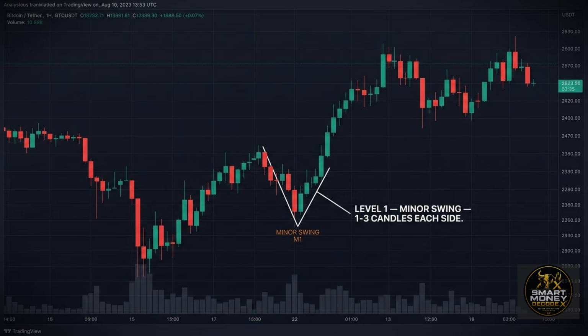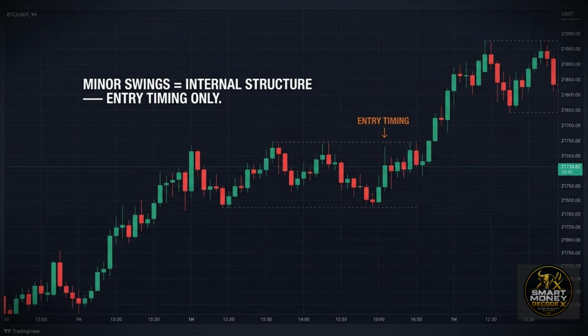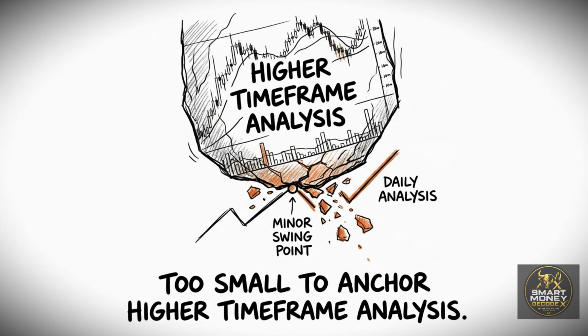The first level is the minor swing point, 3 or fewer candles on each side. These are the internal structure swing points we discussed in video 7. They matter for entry timing and short-term analysis on the lower time frames, but they are not significant enough to anchor your directional analysis on the higher time frames. A trader who uses minor swing points to determine the overall market structure on the daily chart will constantly be confused because minor swings form and break every few hours.